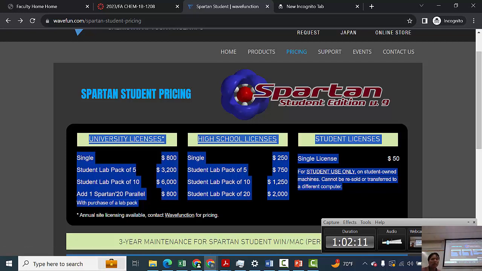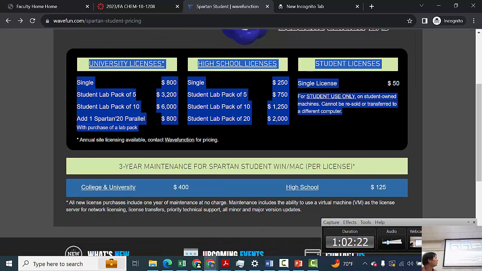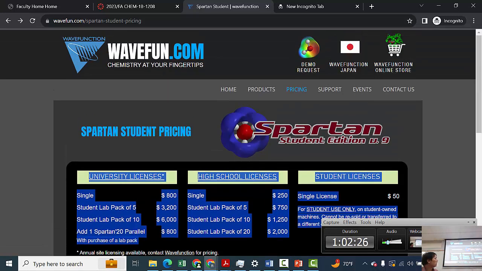There are other things you can do. The reason it's so expensive is people use this for designing drugs or looking at drug interactions. And so this is why pharmaceutical companies can afford to pay a lot more money. And there are other cool things.